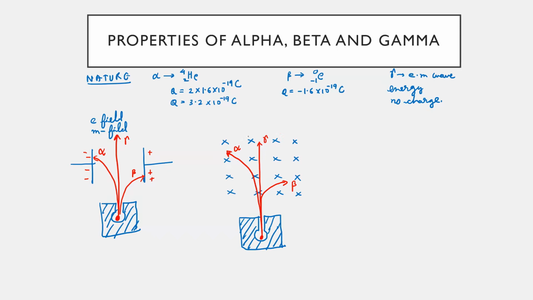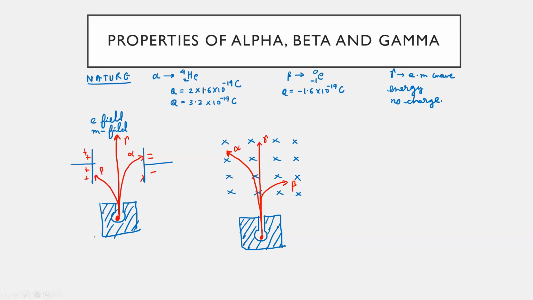Even in the electric field also, will it always be that the negative sign will be on the left? No, I drew it and I changed it also. So when you make this negative, you will have alpha coming there. Okay, and this will be positive, so you will have beta going there.